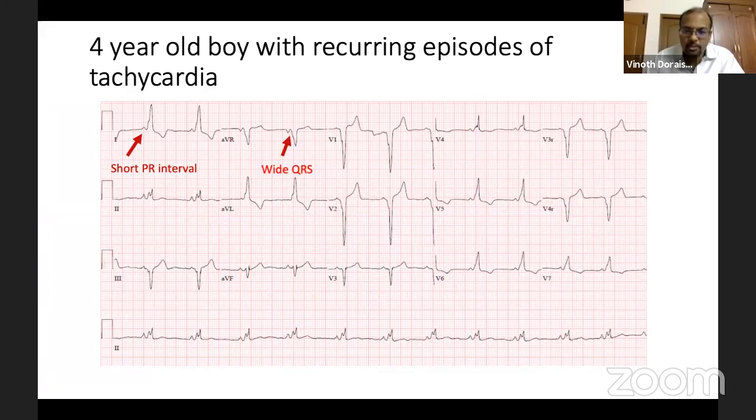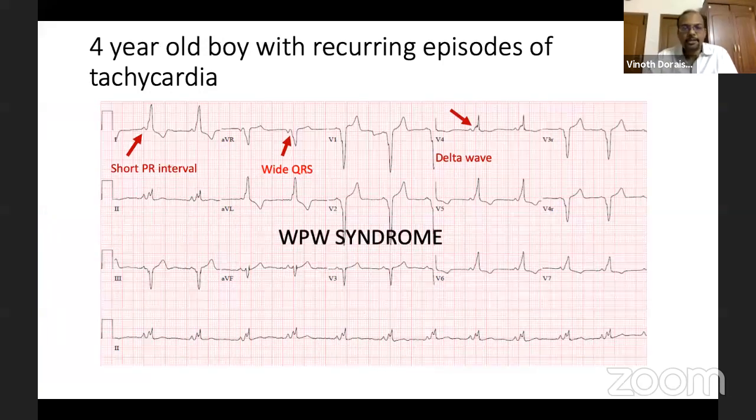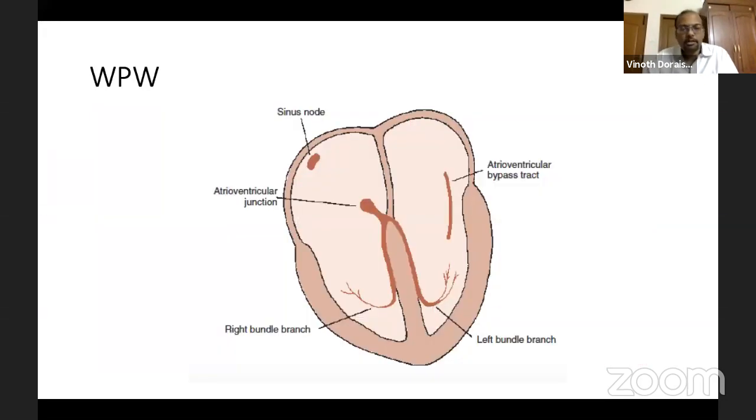The QRS complex is wide, and you see an abnormal wave. This is the QRS complex. There's a slur on this QRS complex called a delta wave. So this is Wolff-Parkinson-White syndrome. Quite common in children. It is a cause of recurrent tachycardias and sometimes even sudden cardiac death.